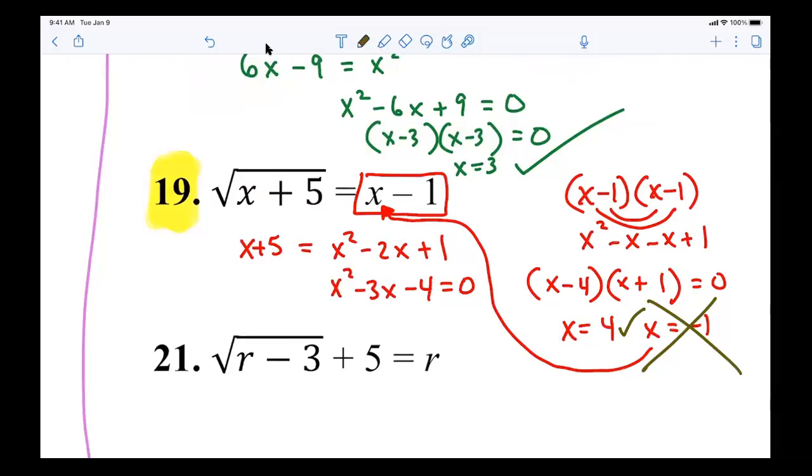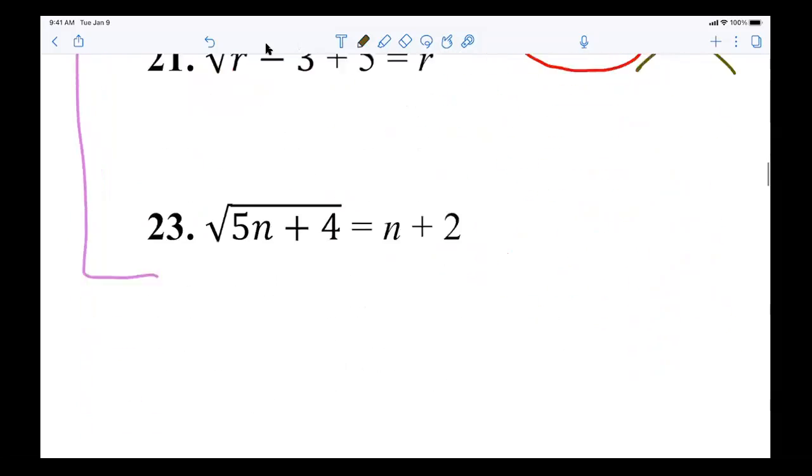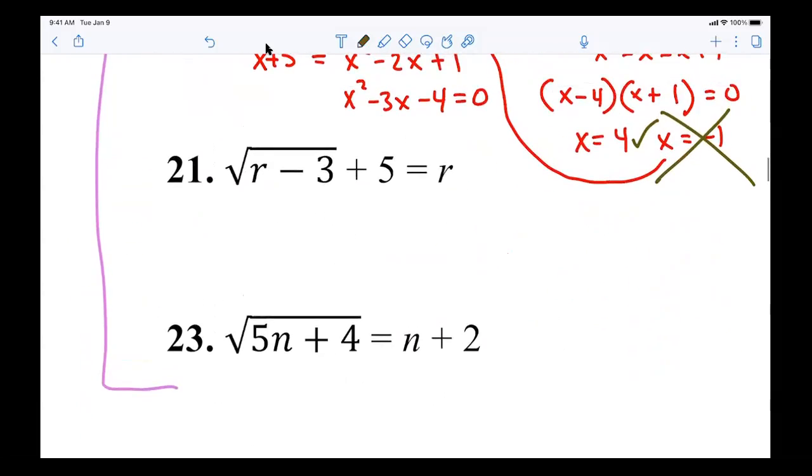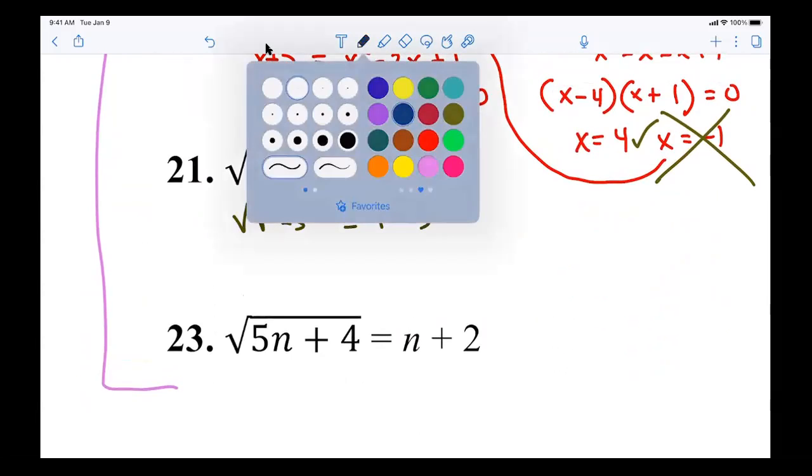All right, super important. Good practice problems. All right, here we go with 21. Now, what am I doing with this plus 5? Moving it over. Come on, guys. Square root of r minus 3 equals r minus 5. Now, what do I have to do to both sides?